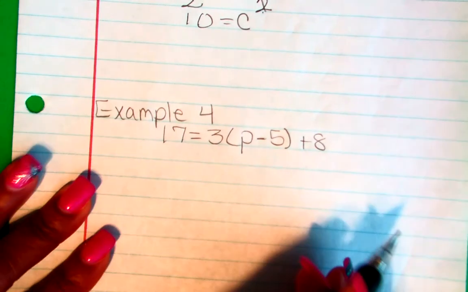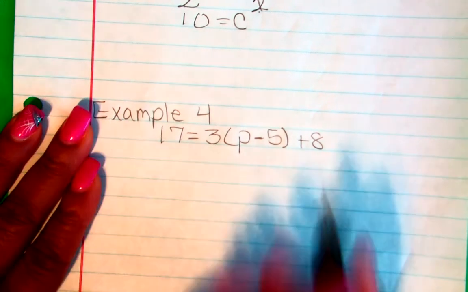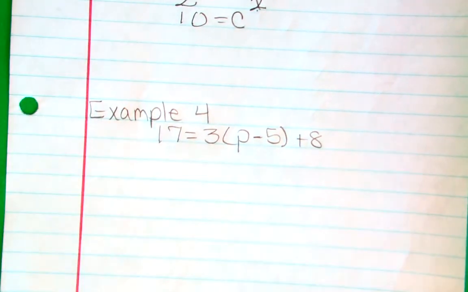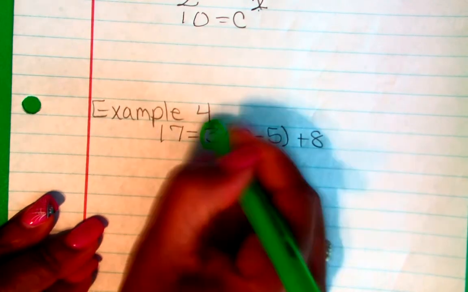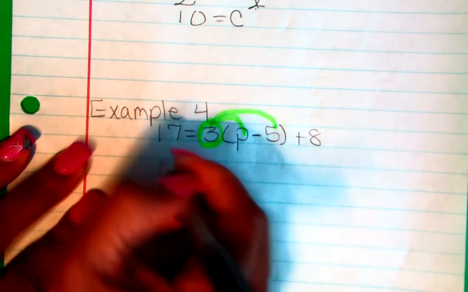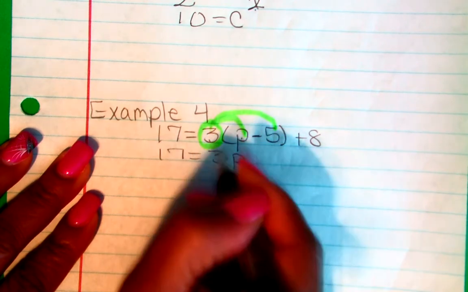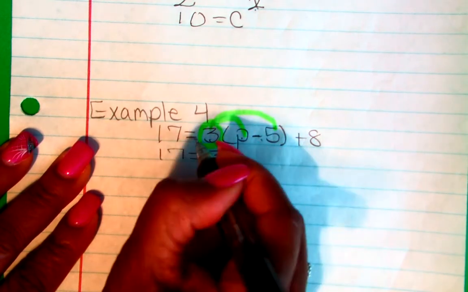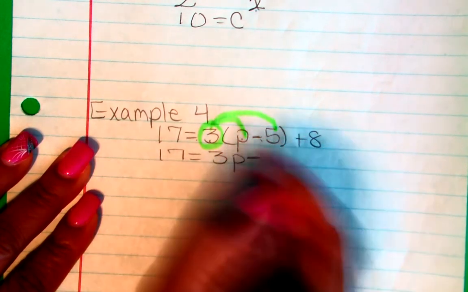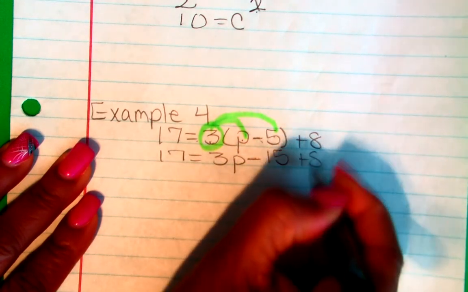Okay. Example 4. Here we go with example 4. Oh, grouping symbol. So what should we do? Yes. We got to distribute the 3 through everything inside the parentheses. So bring down my 17 equals 3 times p is 3p. 3 times a negative, a positive times a negative, it's going to leave that subtraction. So 3 times 5 is 15. Bring down your plus 8.